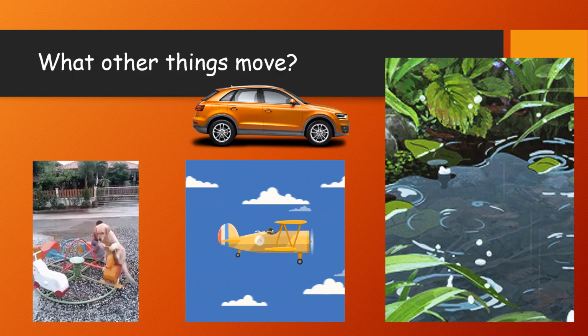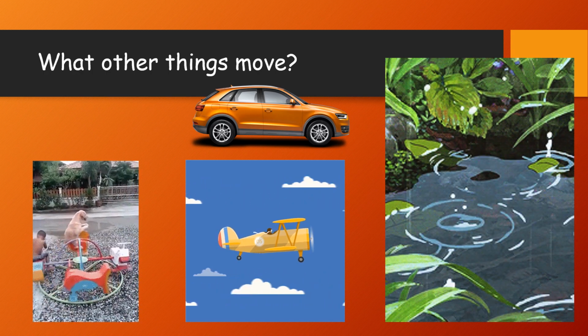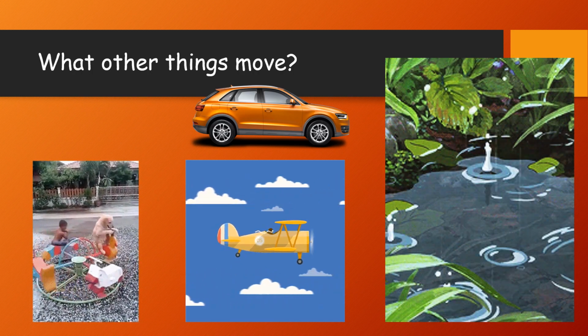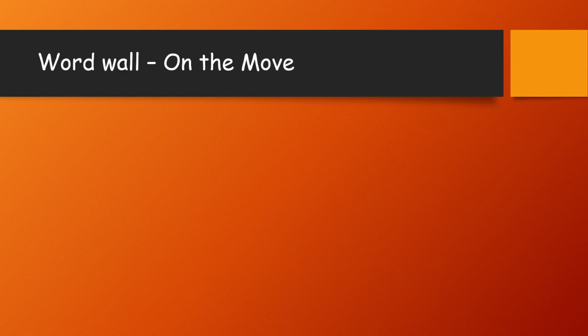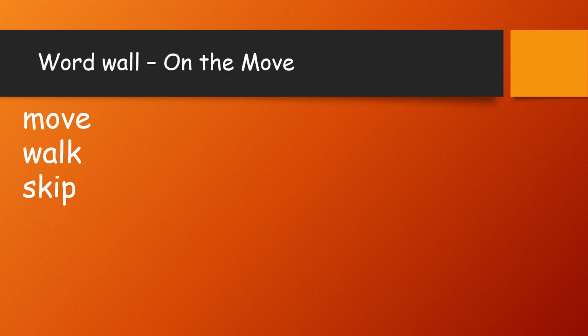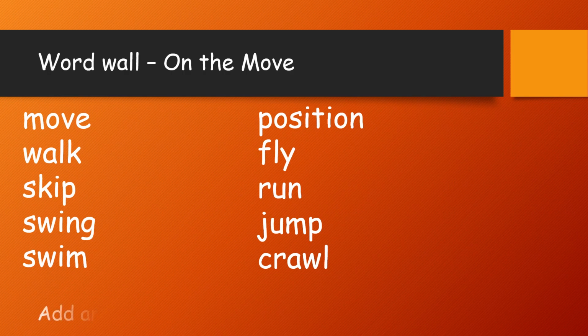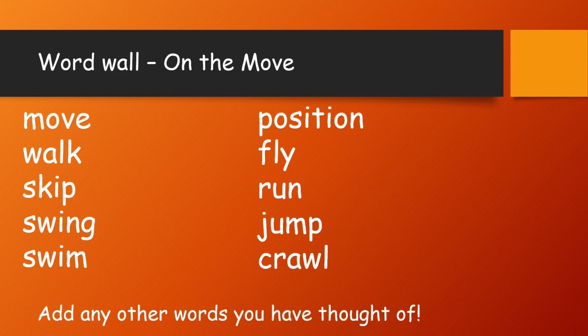And this one is rain falling into water. So the rain is moving by falling through the air, and then when it hits the water, it's pushing the other water out and making those ripples. Okay, so let's start a word wall for this new topic, and you can write on the top, On the Move, and write some of these words down. So we've got move, walk, skip, swing, swim, position, fly, run, jump, and crawl. Now I know that's not all of the words that we talked about today, so if you can think of any more, please add them on.